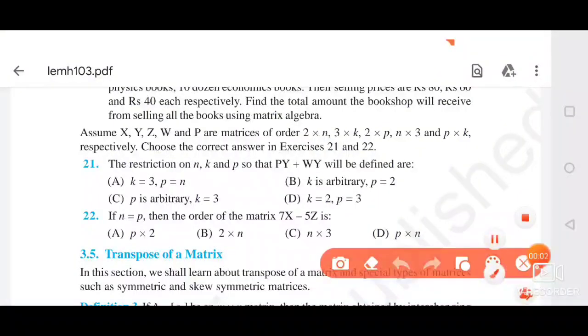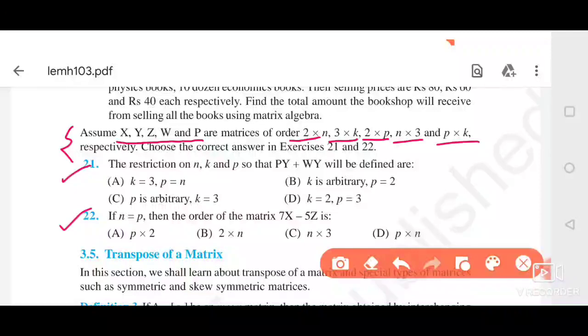So for question number 21 and 22, these lines are given. Assume X, Y, Z, W and P are matrices of order 2 by n, 3 by k, 2 by p, n by 3, and p by k respectively. Choose the correct answer in exercises 21 and 22.